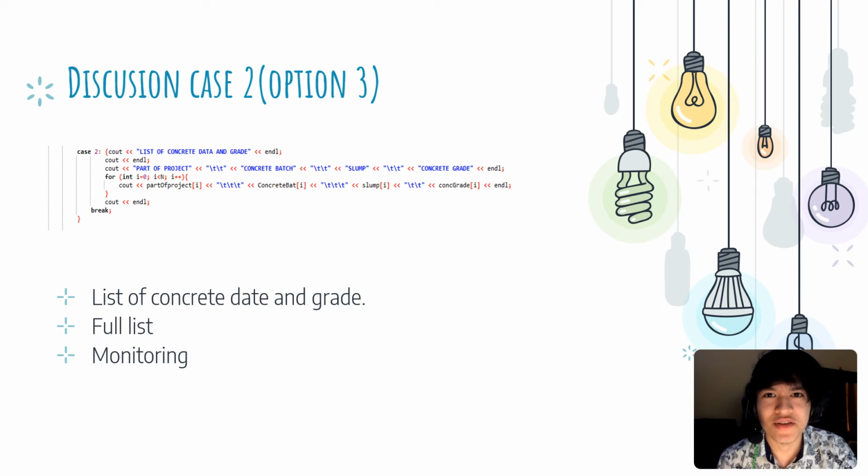Next one is case 2, option 3. This case is for the list of concrete dates and grade. In this case, we display the full list for the whole thing, such as part of project, concrete batch, slump, and concrete grade. Basically, we can monitor what happened here easily and precisely.